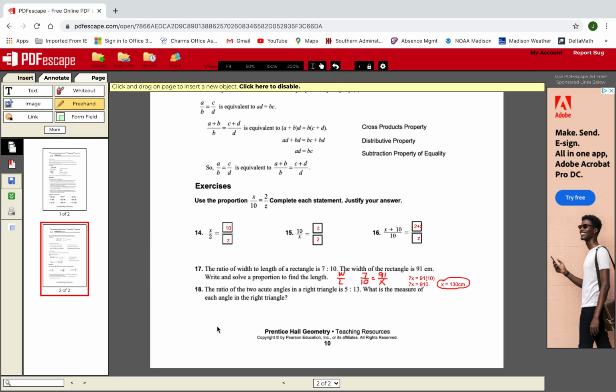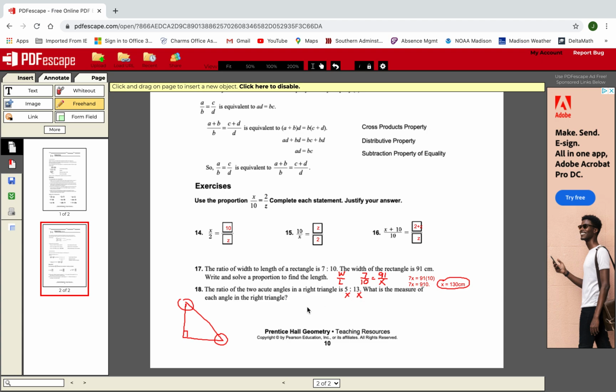All right, and the last one. The ratio of the two acute angles in a right triangle is 5 to 13. What is the measure of each angle in a right triangle? Okay, the two acute angles in a right triangle. Well, in a right triangle, we know that one of the angles is 90, which means the two acute angles must add up to what? 90, okay? So if the two acute angles are in a ratio of 5 to 13, we can say 5x and 13x, okay?